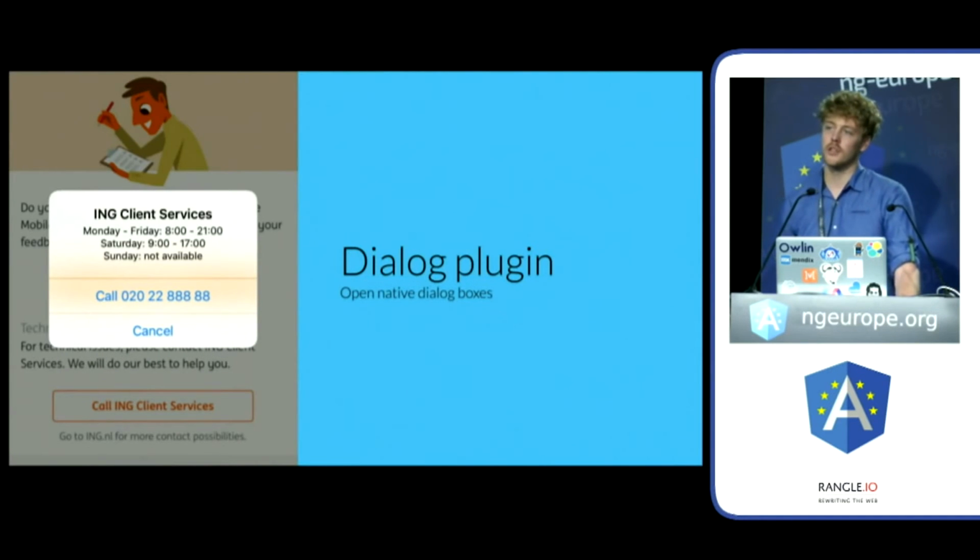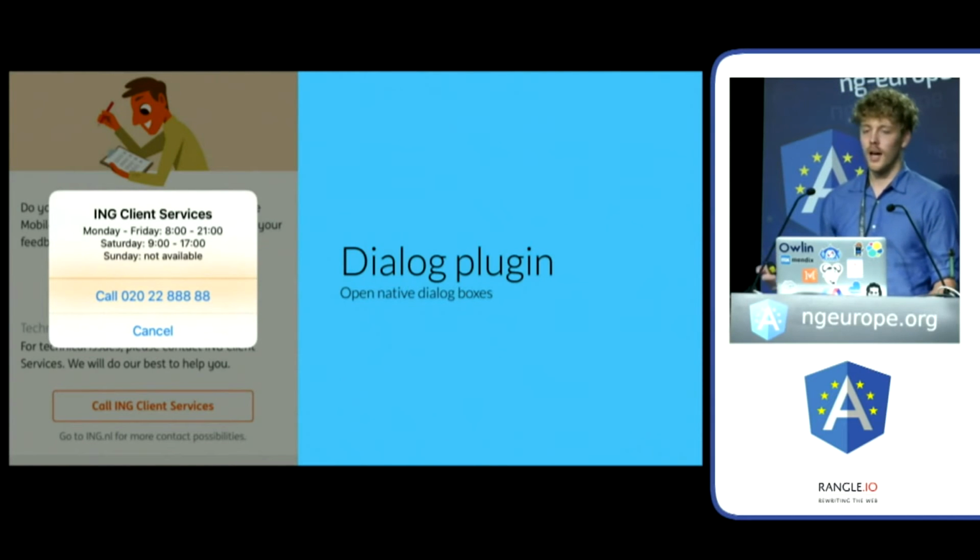The second plugin is the dialog plugin. We wanted to give the experience as close as possible to the native, and for that we decided to open all dialog boxes in the native code. So we have dialog boxes, spinners, but also the functionality to make use of the native calling functionality of the phone is a Cordova plugin.